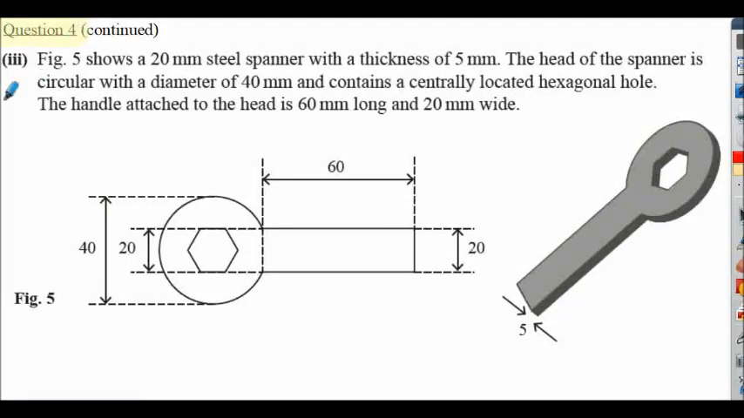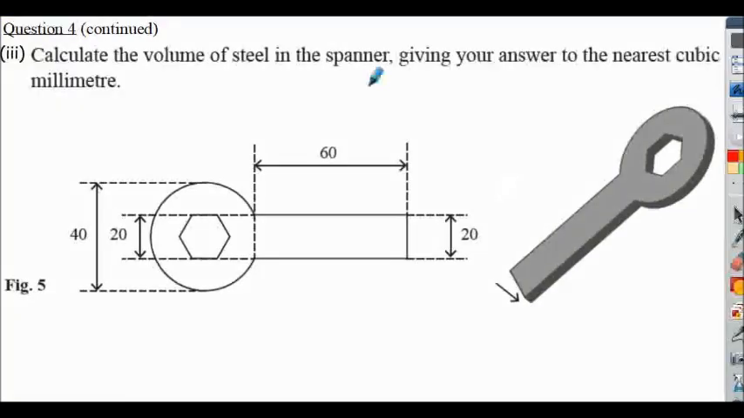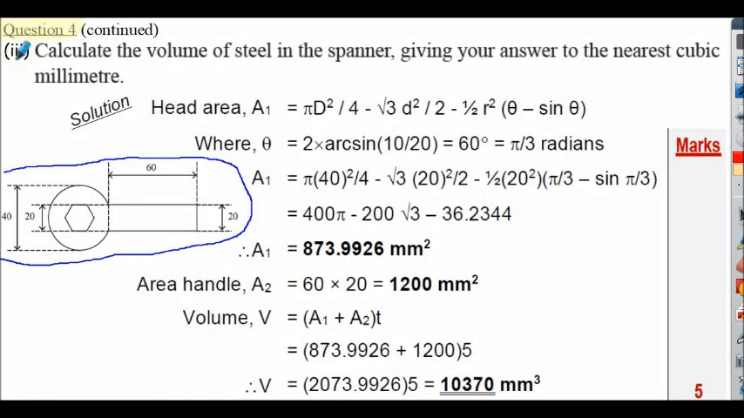Question 4 continued, part 3 now. Given our geometry shown in the sketch, figure 5, calculate the volume of the steel in the spanner, giving the answer to the nearest cubic millimetre. I'll show you the full worked solution on the following slides. Question 4, part 3. Let you review the solution at your own pace. Here's the final volume stated.